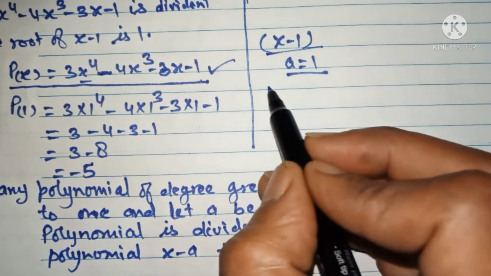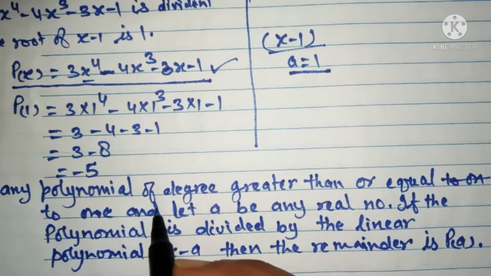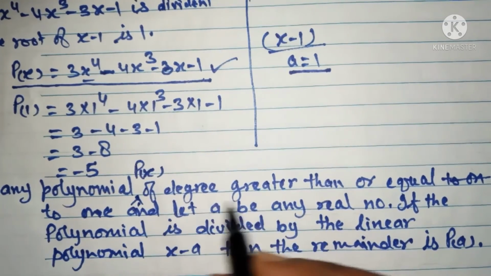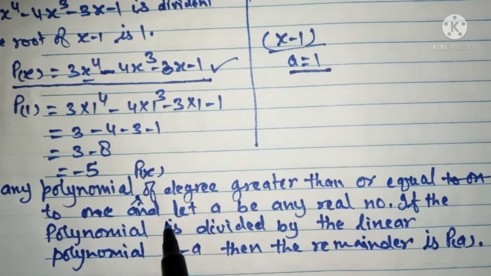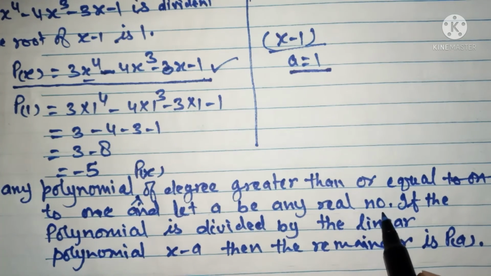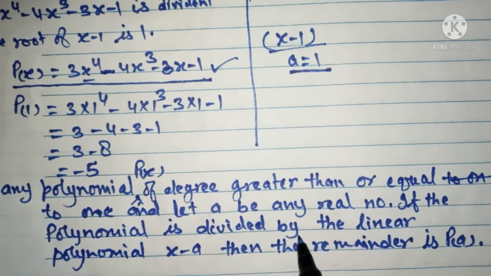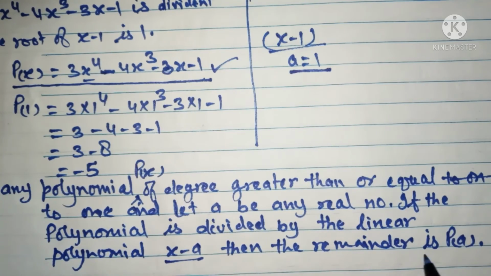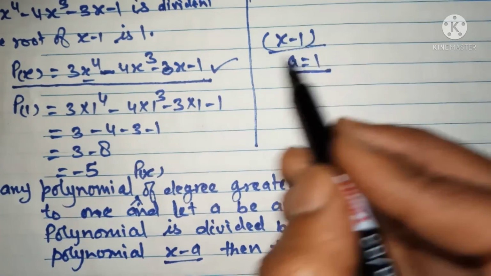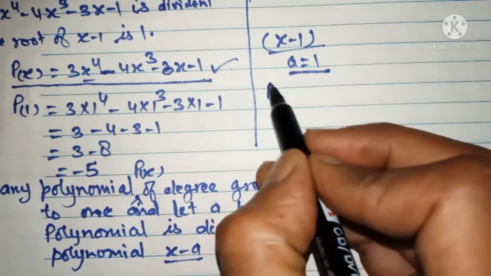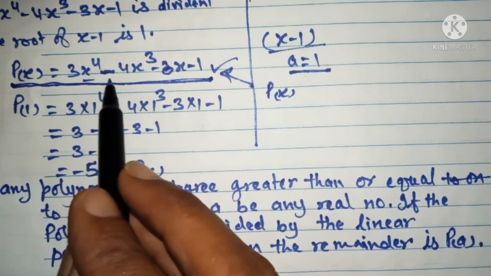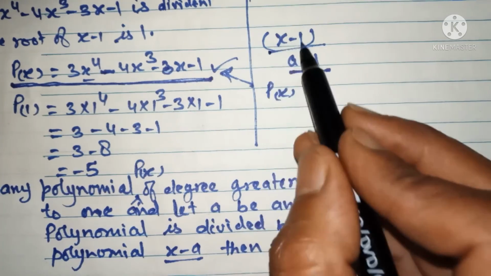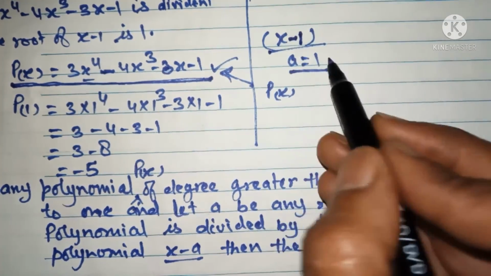the remainder as pa. Any polynomial, let us take it as px, of degree greater than or equal to 1 and let a be any real number. If the polynomial is divided by the linear polynomial x minus a which is divisor, then the remainder is pa. Here in this example, px is 3x to the power 4 minus 4x to the power 3 minus 3x minus 1 and divisor is x minus 1 in which 1 is a real number.